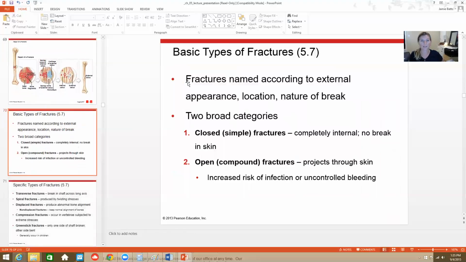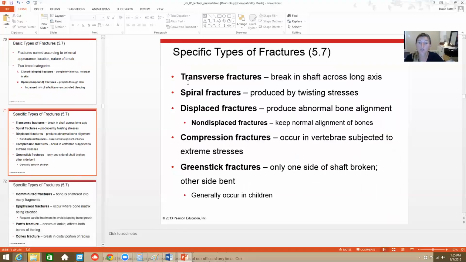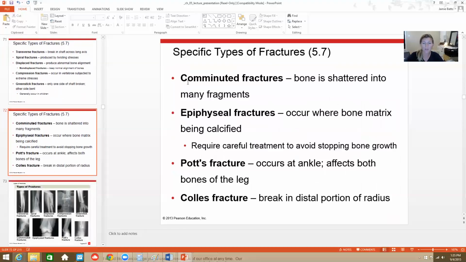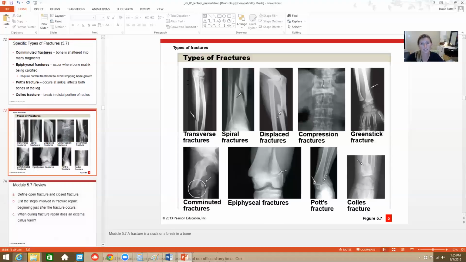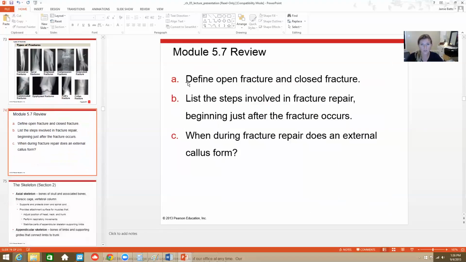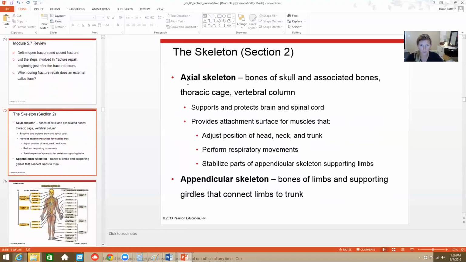Anyways, back on topic. Let's talk about the types of fractures. They can be closed or simple. They can be open or compound. This is when the bone's sticking through your skin. Ugh, that's a nasty one. Transverse, spiral, displaced, compression, or greenstick. These are all just different types of fractures. Comminuted, epiphyseal, a Pott's fracture or Colles' fracture. These are fractures pertaining to specific areas of the body. And here you can see the associated images with those types of fractures. And our review questions are right here. Let's go through the skeleton.